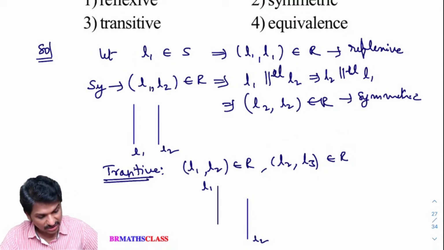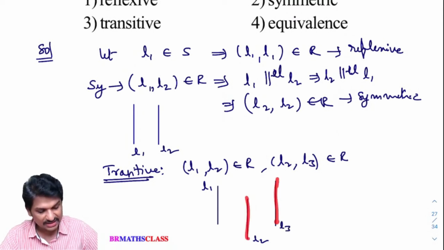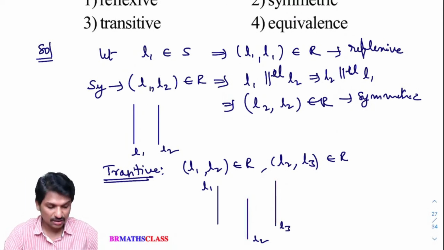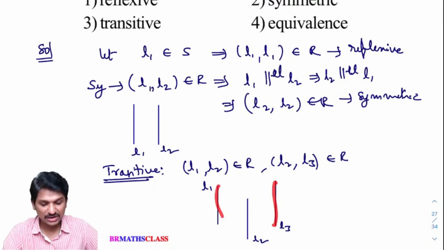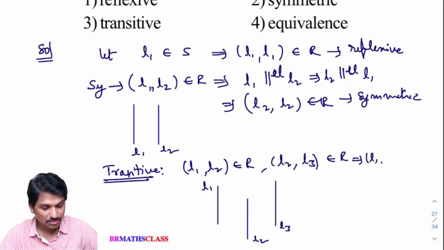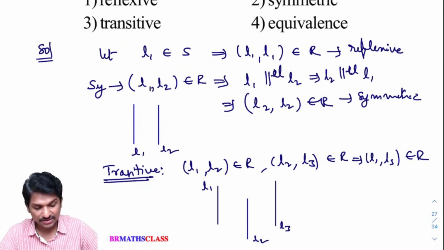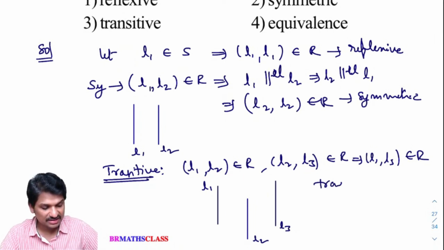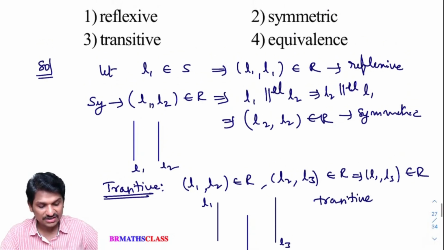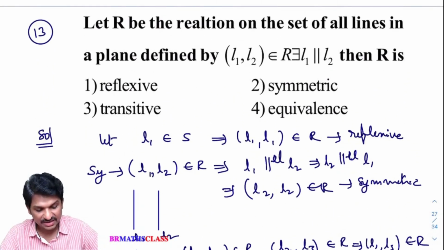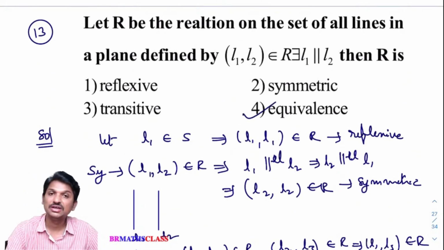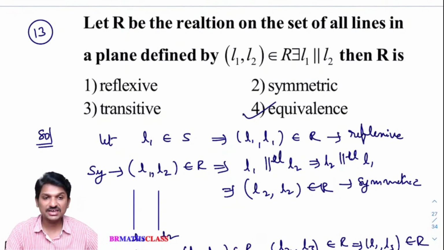I'll take something like this. L2 is parallel to L3. These two lines L2, L3 are parallel. Now my question is, are L1, L3 parallel? Yes, L1, L3 are parallel. So (L1, L3) belongs to the relation. So what happened? This relation is transitive. This relation is reflexive. This relation is symmetric. This relation is transitive. If a relation is reflexive, symmetric and transitive, then we say that relation is an equivalence relation. So for this, the fourth option is the correct option.